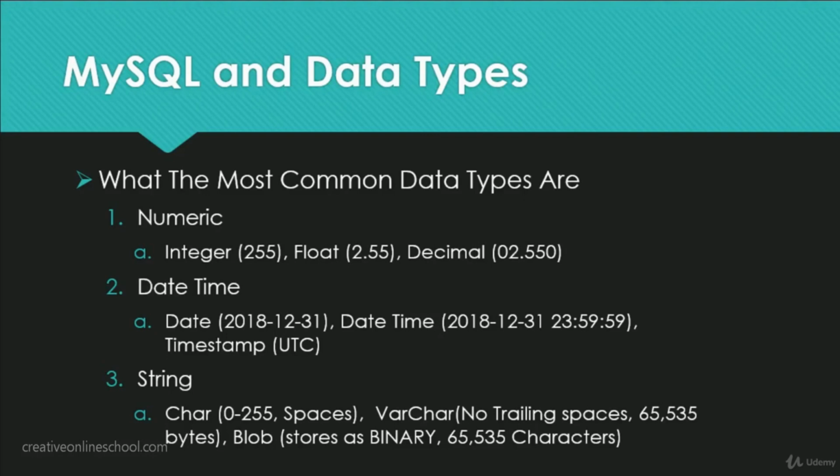Last, we have the blob data type, which stands for binary large object, and can store up to 65,535 characters. However, it stores the text as binary data, ones and zeros, so it has to be converted back in order to be readable, and that requires more processing.